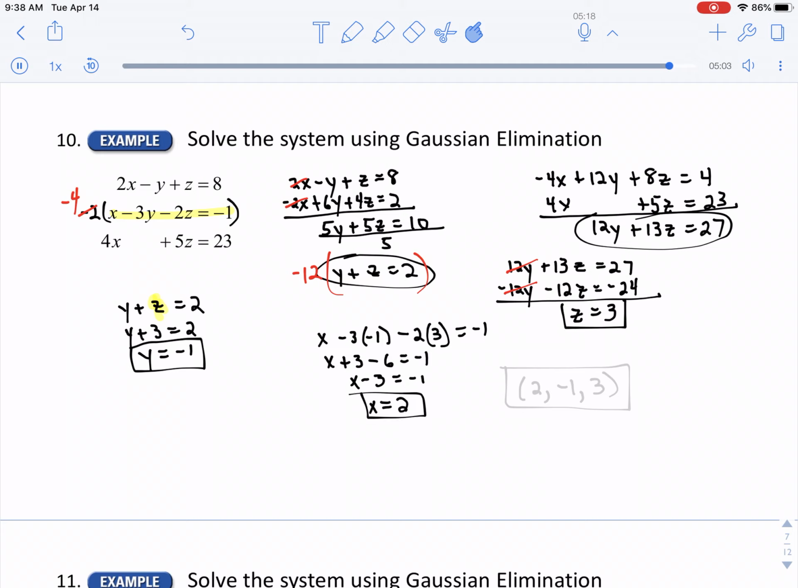Of course, I want to substitute those back into the 3 equations and make sure they work, which they do. So my solution is the ordered triple: x is first, 2; y is second, negative 1; and z is 3. And there's the solution to this system.